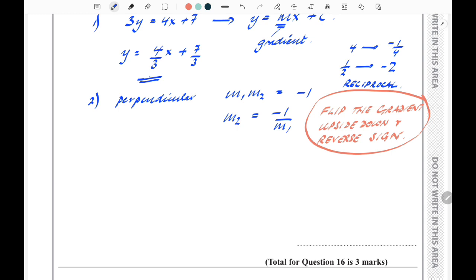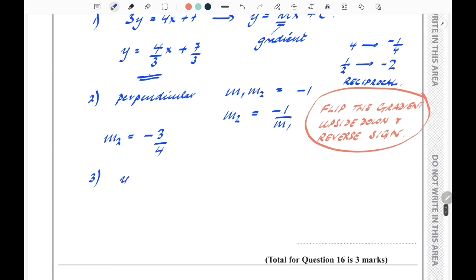So the gradient we're starting with is 4/3, okay? So the gradient of the second line, the perpendicular line, is going to be 3/4, and the original one was positive, so this one is going to be negative, all right? So right, now we have the starting point of our perpendicular line equation. y equals -3/4 of x plus c, all right? So that is the y-intercept, okay? c equals y-intercept.